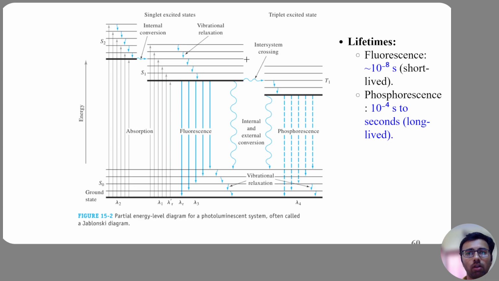If emission occurs from S1 to S0, we observe fluorescence. Notice the emission arrow is shorter than the absorption arrow. This guarantees a longer emitted wavelength. If the molecule crosses into the triplet state T1, the delayed emission back to S0 produces phosphorescence.